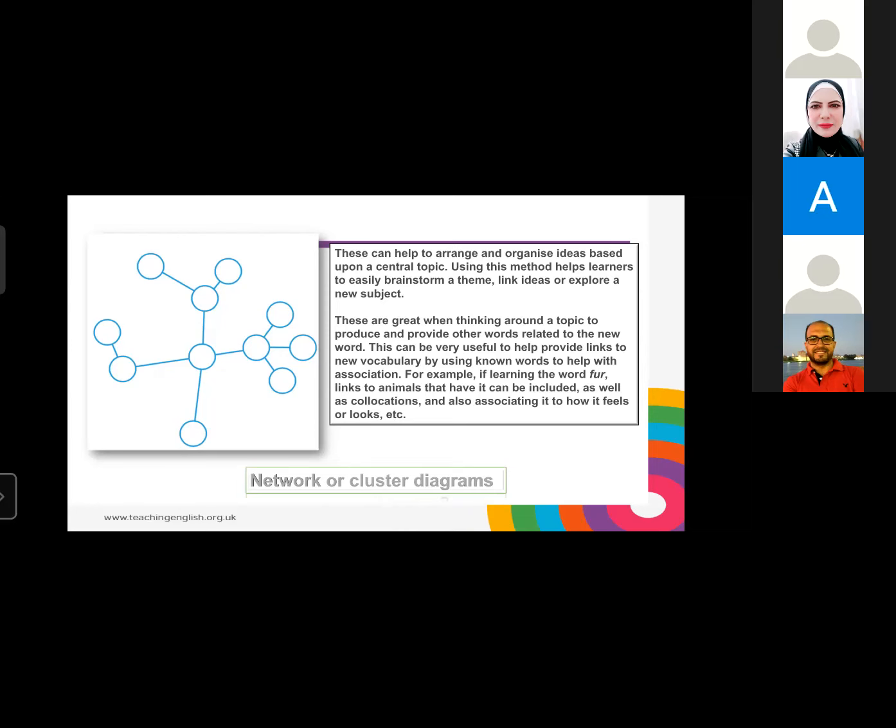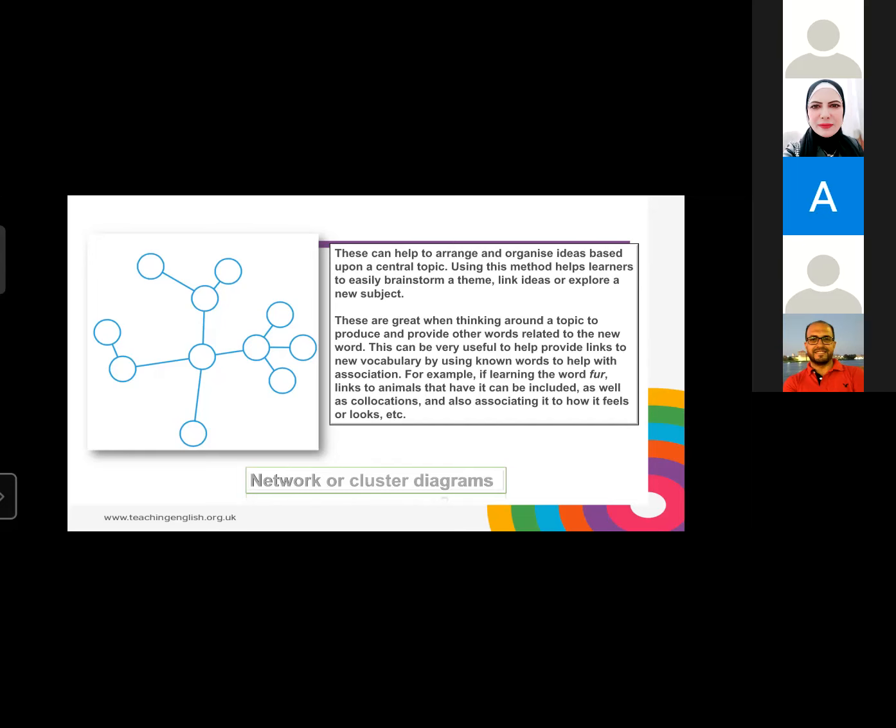Apples, bananas, pizza. Yes, what else? Yes, potatoes. Great. What else? So here, koshari, mahshi, moussaka, all kinds of food. So here you can brainstorm your learners' ideas.